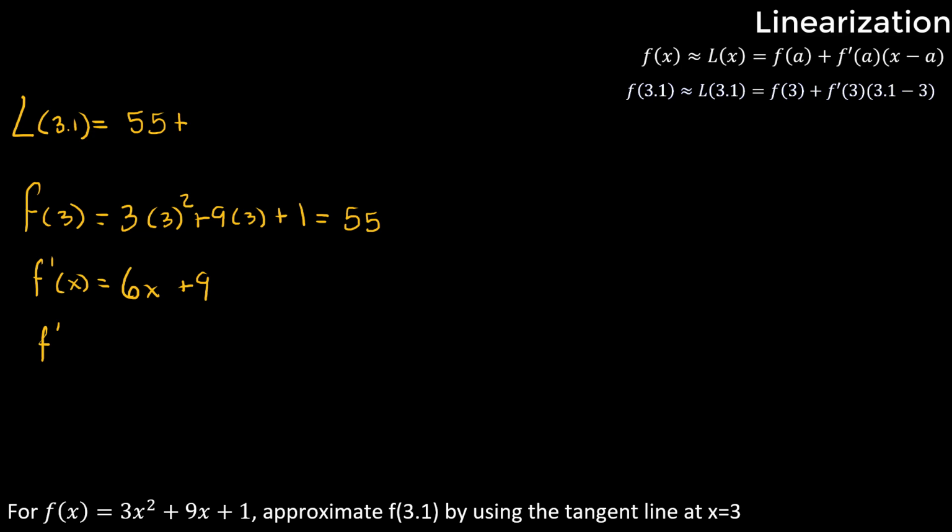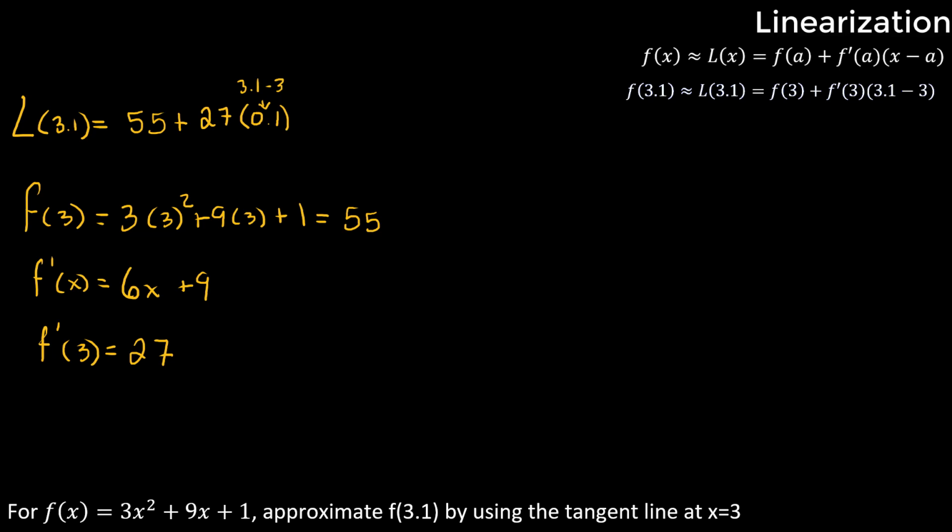And so then our derivative evaluated at 3 will be, well, 6 times 3, that's 18, plus 9, that will be 27. So there we go. That is our slope of the tangent line. Our slope of the tangent line is 27. And then we will multiply this slope by the difference between 3.1 and 3, or x, so 3.1 minus a, or 3. So 3.1 minus 3, that will be 0.1. So again, this is where that 3.1 minus 3 came into play, right here.